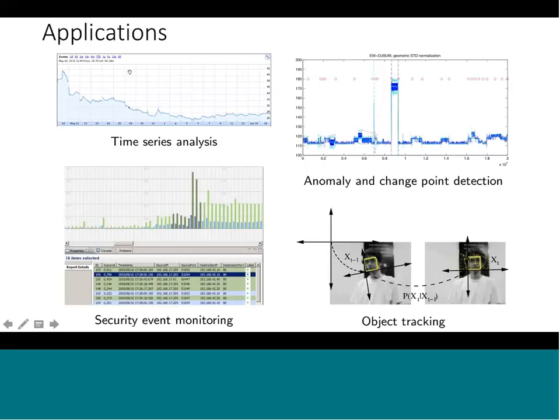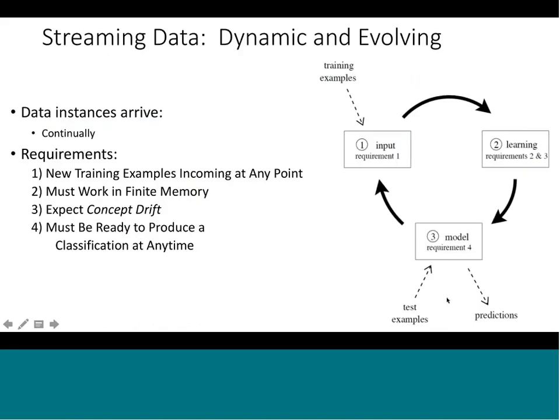Other applications could be the stock market. It could be some sort of anomaly change. This could be for defense applications, or this almost looks like a graph that I was looking at when I was looking at airflow through vents in a building, if you want to see if there's all of a sudden a certain problem. Then security event monitoring and object tracking are other examples where data is constantly streaming in.